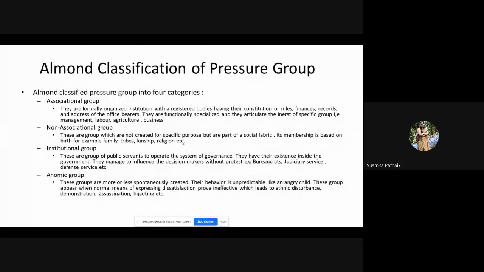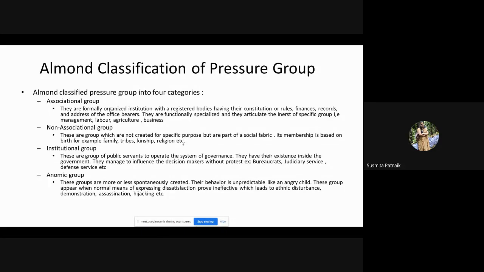Or he may be doing any type of negative action against you. That activity you cannot predict. So these types of groups are spontaneously created.